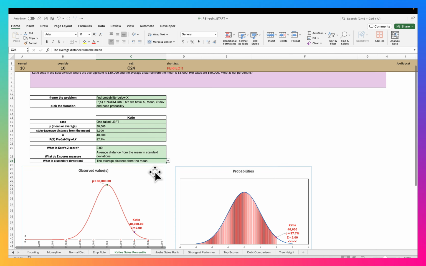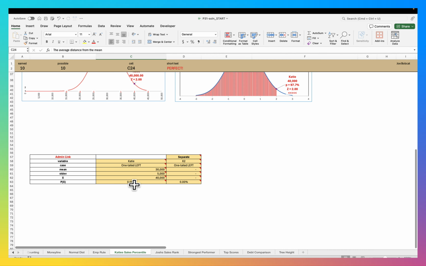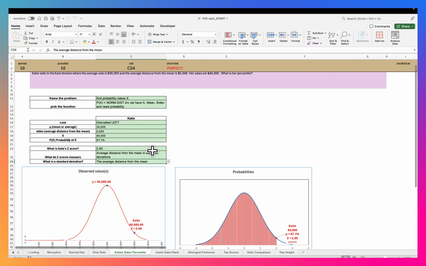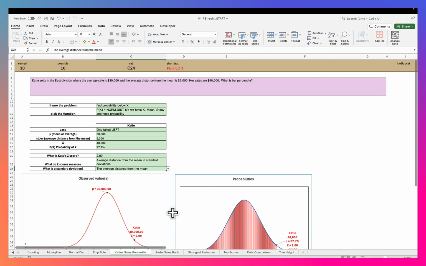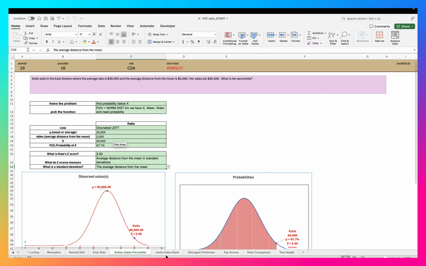You can ignore these controls that will appear down here. These are the controls that actually paint the graphs, and they're simply linked to the problem. You're better off not messing with these because they'll mess up the graph. These update automatically.